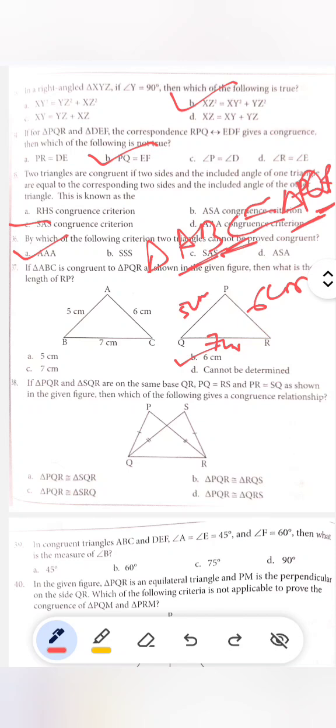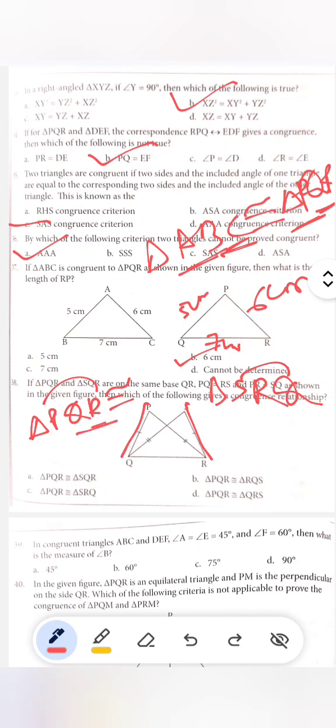Triangle PQR is congruent to. How will you decide that PQ is congruent to which side? SR. So triangle SRQ. PQ is equal to SR, PR is equal to SQ, correct. PR is equal to SQ. And QR is the common side. Done. So here it is SRQ. Let's find out, triangle PQR, triangle SRQ. Option C is the correct answer.